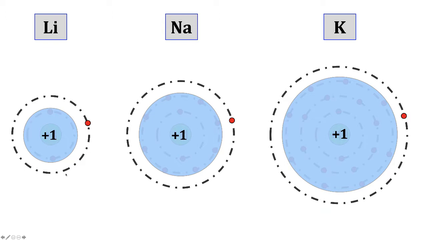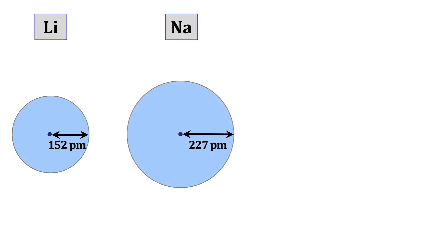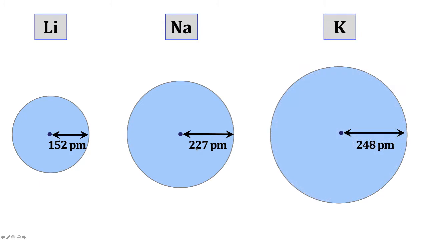A second shell that has a valence electron versus a third shell versus a fourth. Well, lithium has a radius of 152 picometers measured in this way. Sodium, with 1 more shell but the same effective nuclear charge, has a much, much bigger radius, 227 picometers. And potassium, with a fourth valence shell that has an electron in it, has an even bigger radius, 248 picometers.